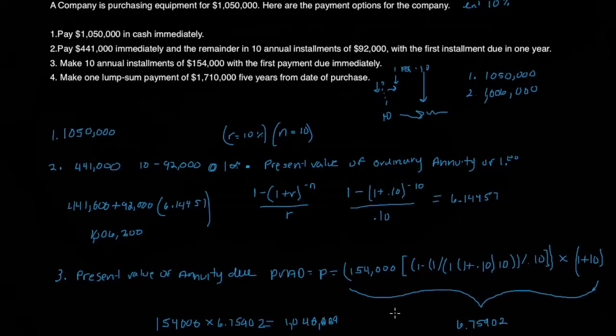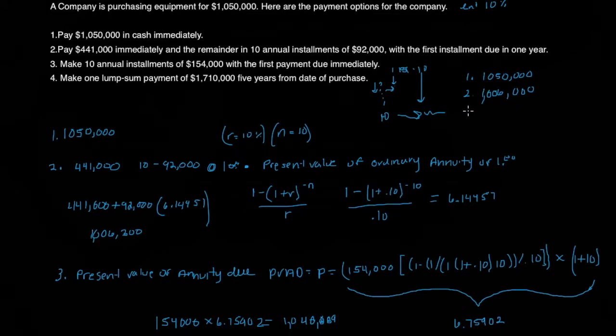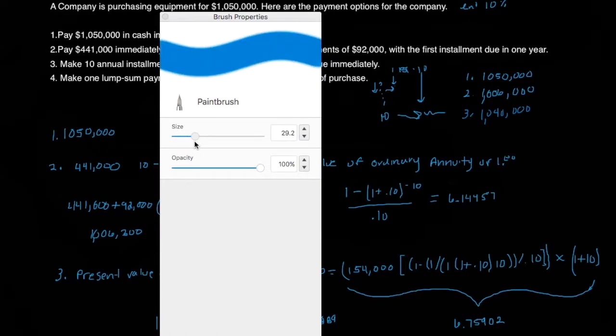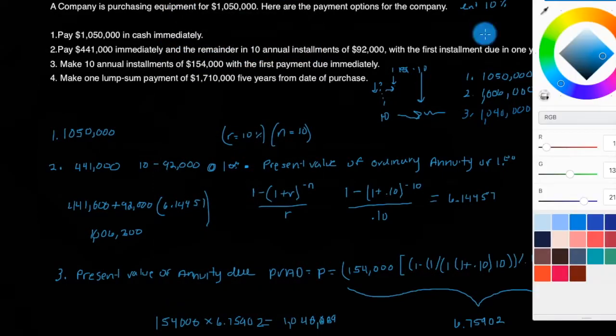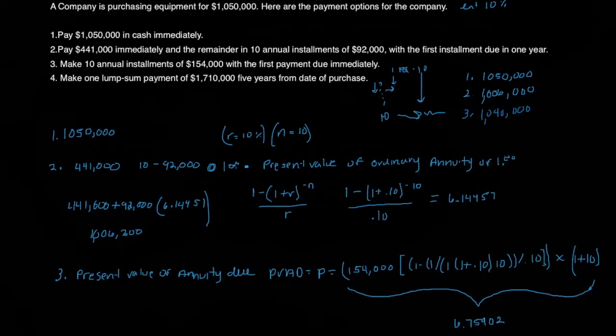So next we're going to move on to number four, but before I do that, I'm going to write here, we have this one. So scenario number three, it is 1,040,000. So far, this one is the least we have to pay, the most advantageous, the one that makes the most sense. So let me go ahead and erase some of this other stuff so I can have a little room to write. Okay, I think I can fit it down there at the bottom. So let's go ahead and try.